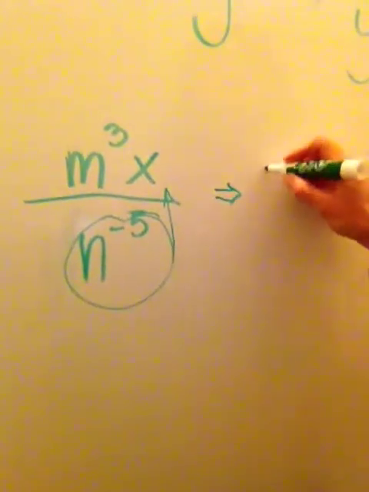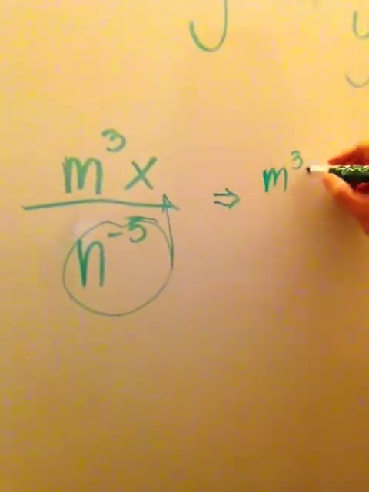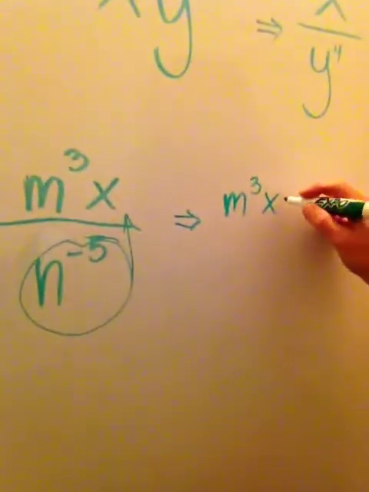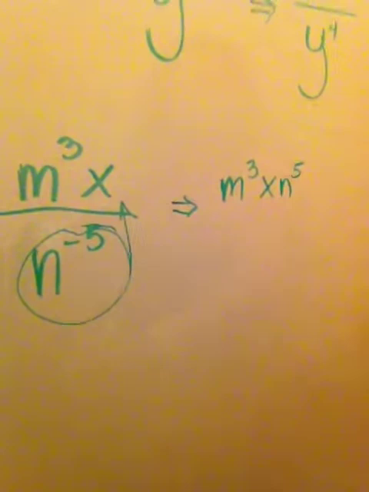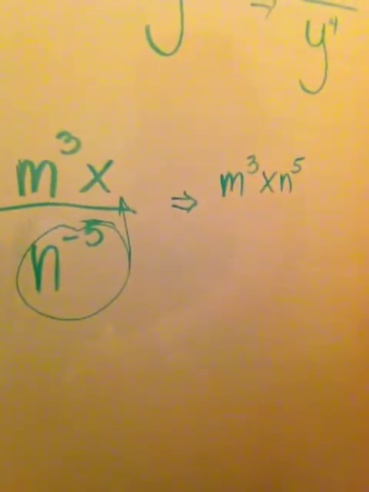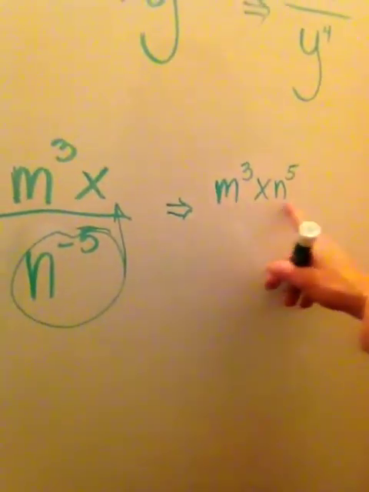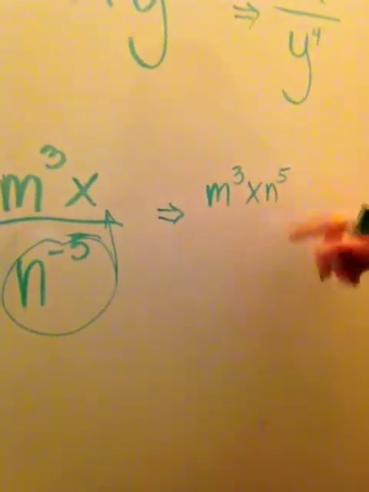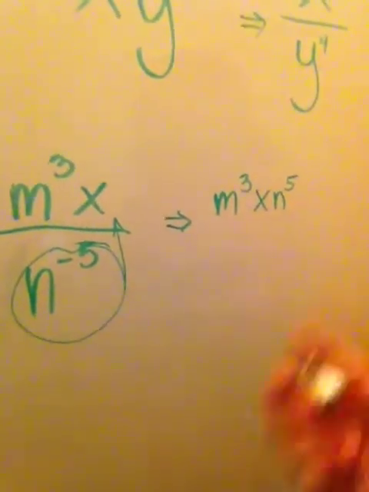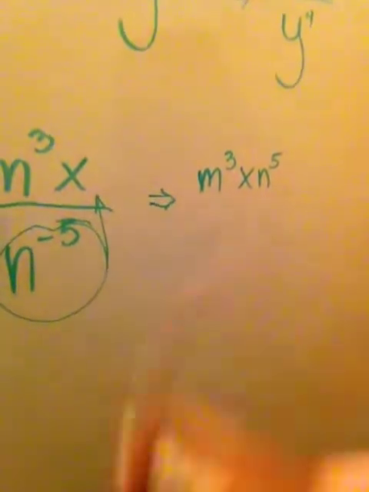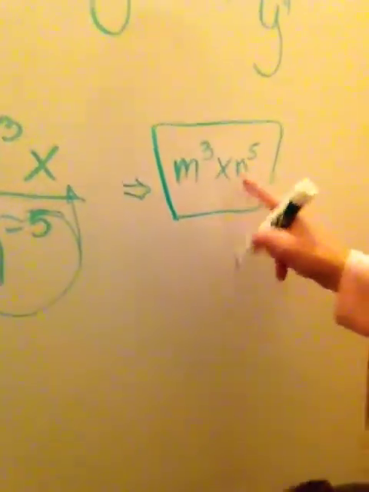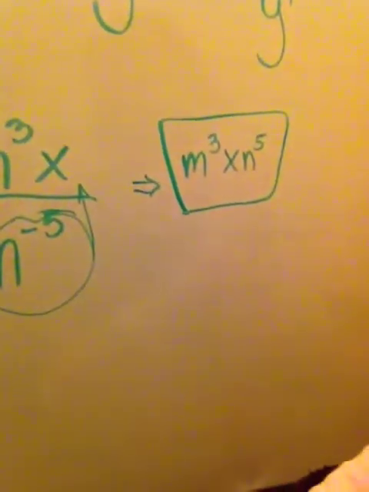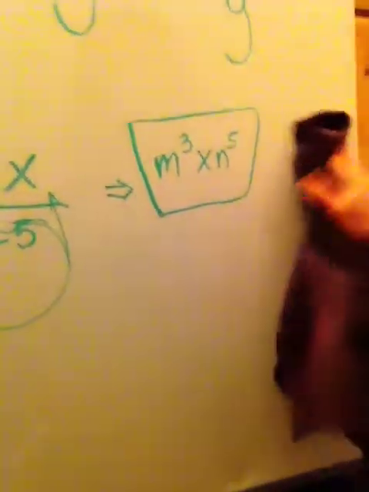So I leave what's upstairs upstairs, so I have m to the 3rd times x. Now I'll have times n to the 5th. And then you're done. If you can combine, like if I had more m's repeating or more x's repeating after that, then you can condense them. But as is, m's, x's, and n's, I have all different variables, so they won't change. Let me show you what I mean. Do another one.